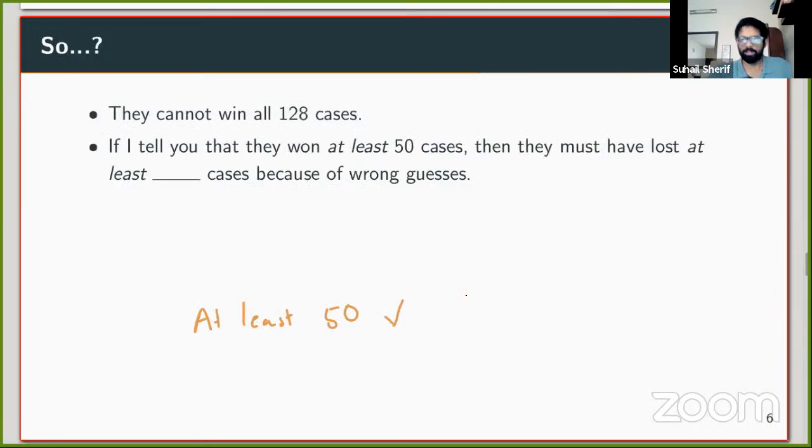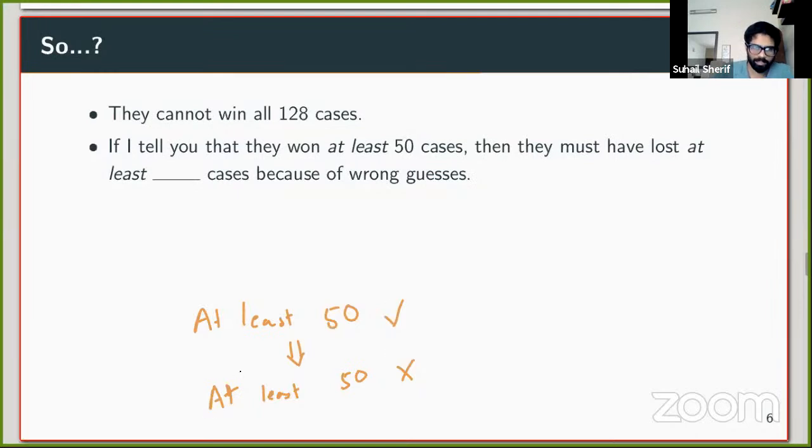So what we saw from the previous slide was that this implies that there are also at least 50 cross marks. We just went through that argument earlier. But if there are at least 50 cross marks, how many cases can you guarantee have been lost?